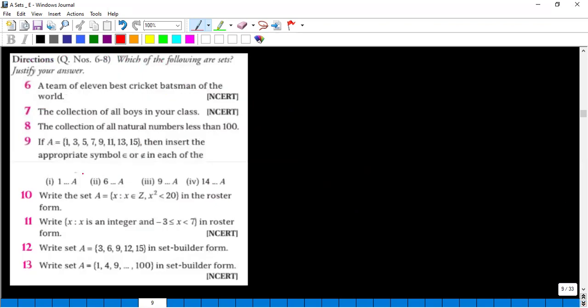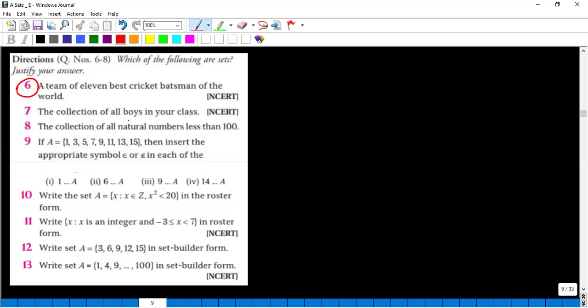Some questions. A team of 11 best cricket batsmen of the world. Which of the following are sets? Again, I can't tell on what basis you are telling the 11 best batsmen of the world. On what basis? So we can't frame a set mostly.